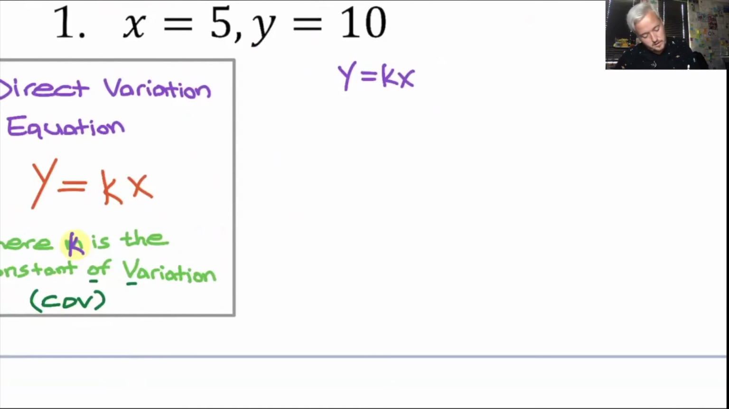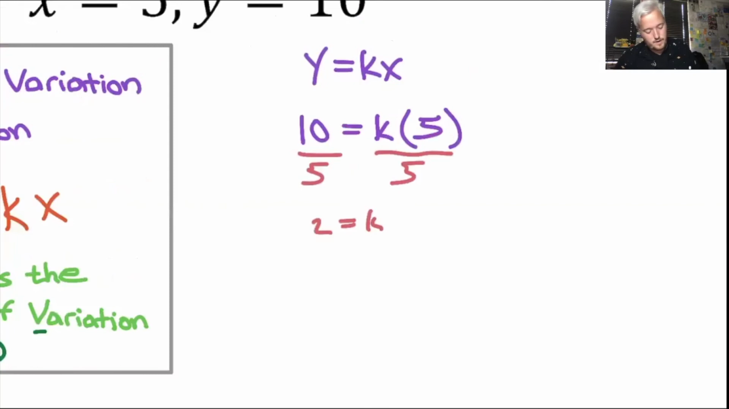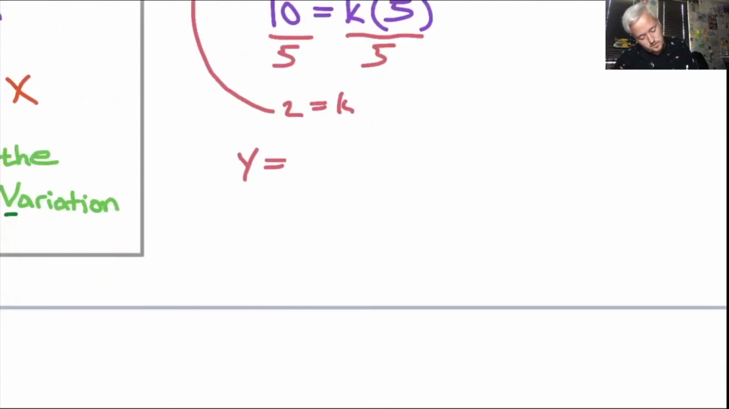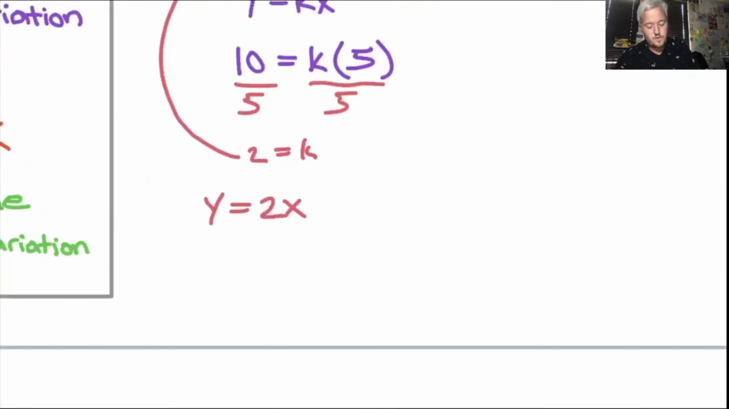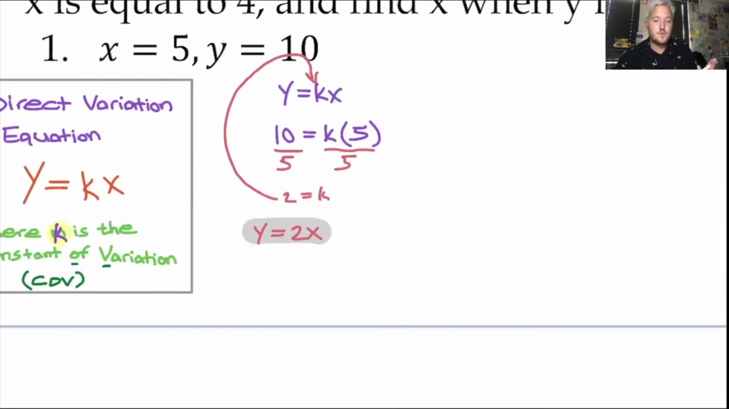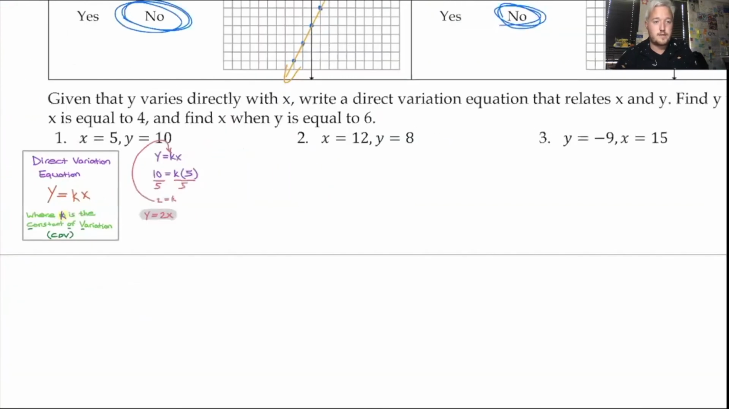So I'm going to have 10 equals k times 5. Now I want to solve for k. So what this means is I'm going to divide both sides by 5. So that means 2 is k. So now I'm going to take this k value, and this is what's going to get plugged into my equation up here. So my equation is y equals 2x. So that's my direct variation equation right here. This is part of the problem that I want to find. So now I want to find y when x is equal to 4.